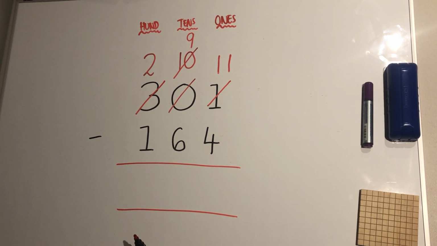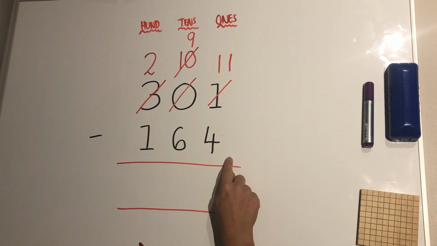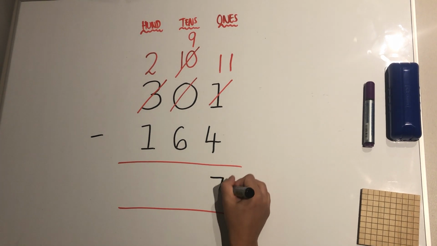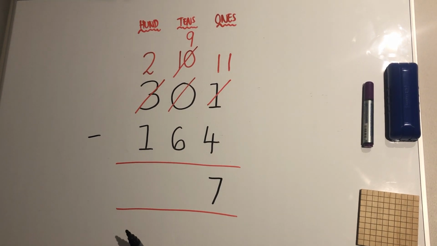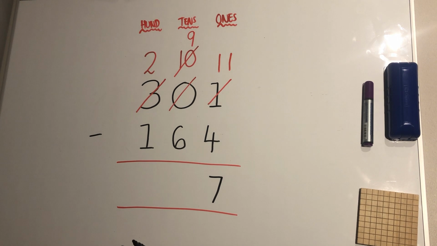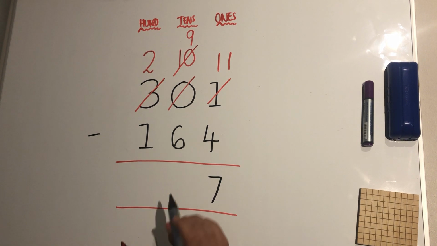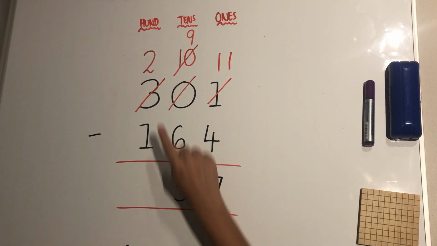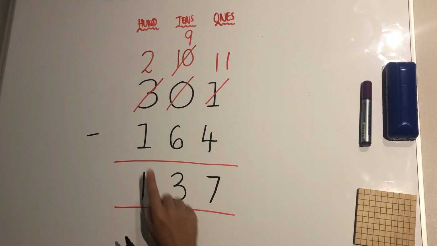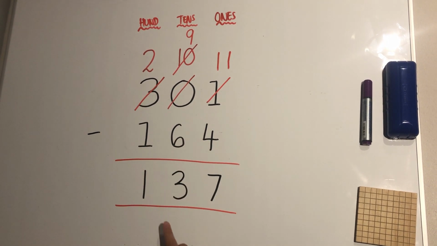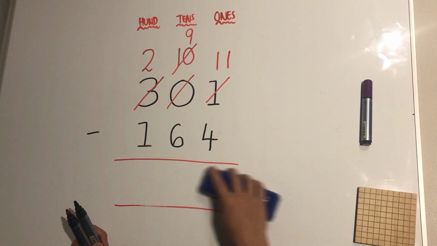Now we can subtract as usual, moving through each place value column. So 11 subtract 4 is 7. Then we move to our tens column, remembering all the renaming we've done. This is why it's so important to show all your working out. 9 subtract 6 is 3. Then our hundreds, 2 subtract 1 is 1. So our answer of 301 subtract 164 is 137. Let's do a few more together because it is really tricky.